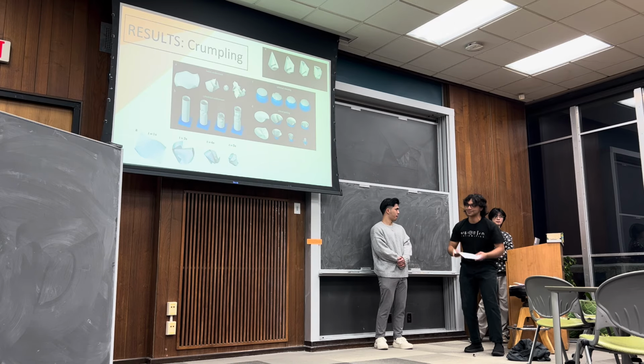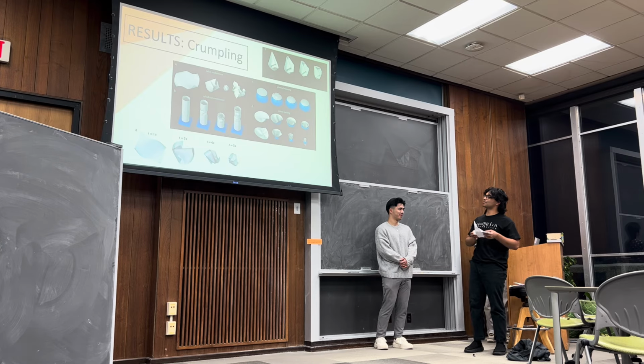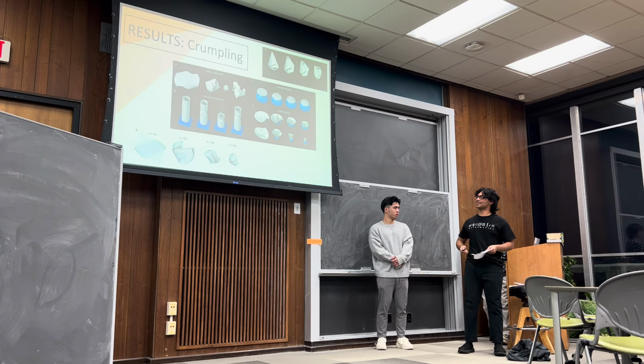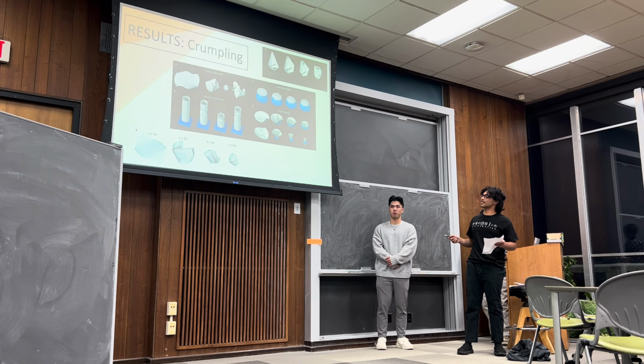Crumpling. I'm going to do this one more time because it's fun. Crumpling is when you have these permanent creases in the paper or in the thin sheet, right? And this is really important to research. This is really important to everything.